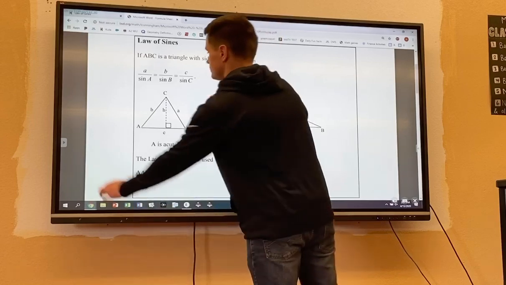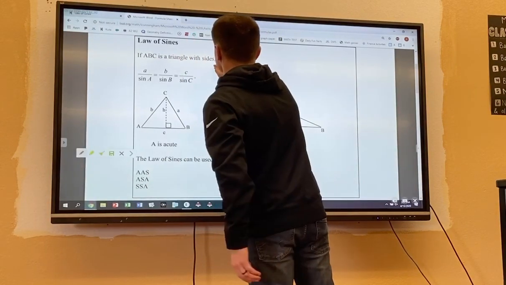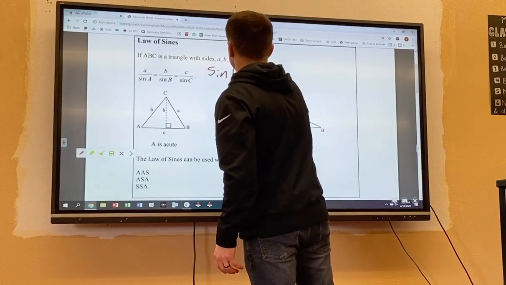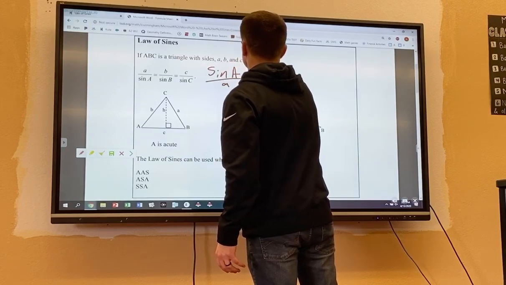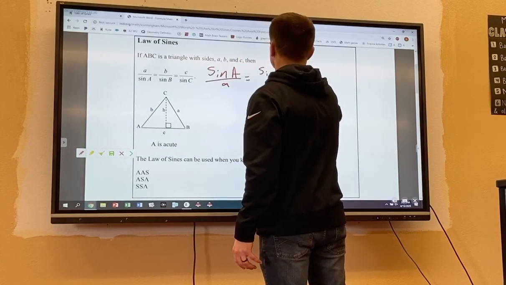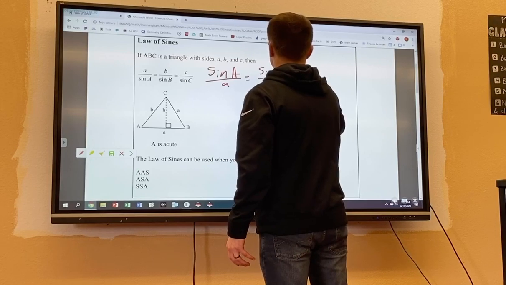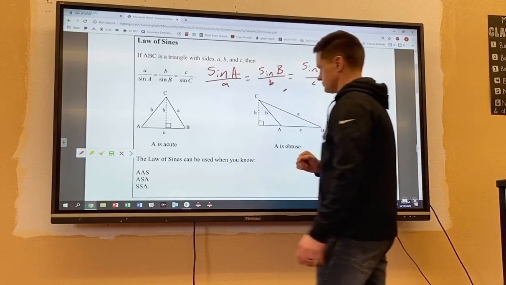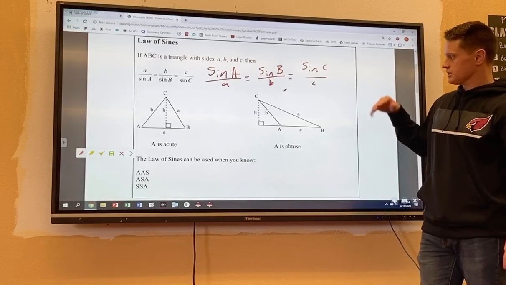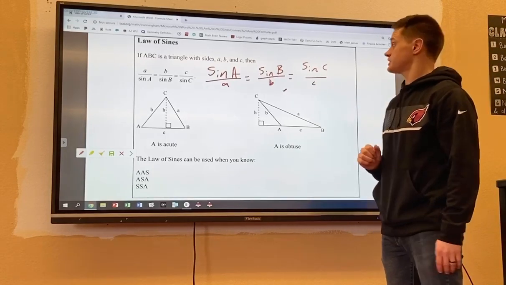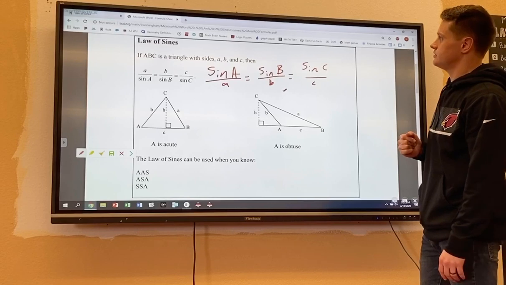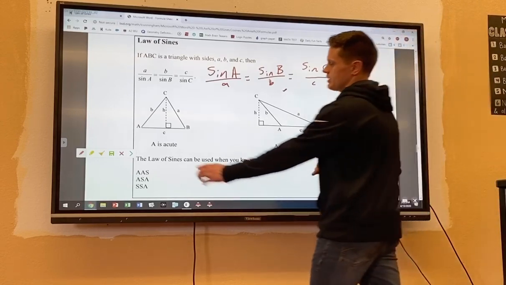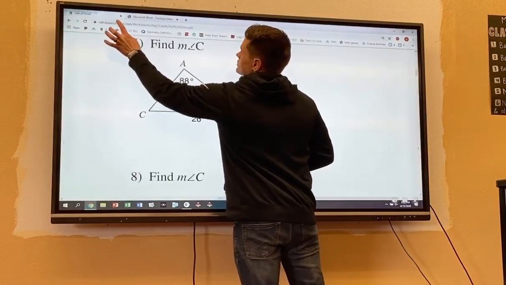So this turns into sine of A over A is equal to sine of B over B is equal to sine of C over C. All right, so we're just going to flip that. Again, just to eliminate the number of steps that we're going to have to do and how long it takes us to solve for it. I'll show you an example so that we can see it.